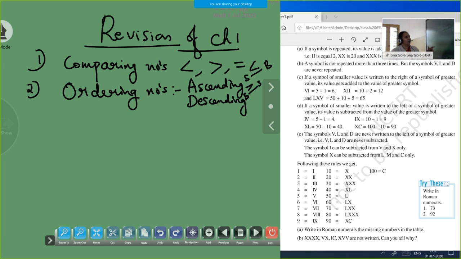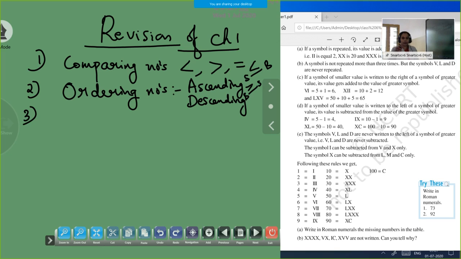In some children's notebooks, they put the opposite sign. Ascending means we always write the smallest number first, and then we put the lesser sign. Okay? Then we write like that. Descending means first we write the biggest one and we put the greater sign like that. Okay? Remember that. Next, third topic, what have you learned, children?